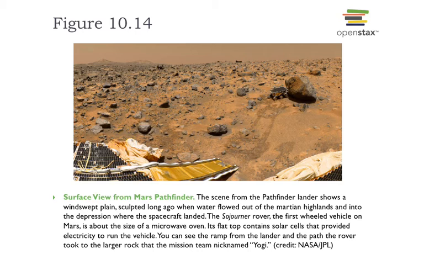Here is an image from the Pathfinder. What we can see here is that it shows evidence of perhaps water that flowed a long way. We can tell by the imprints it has left on the terrain and the rocks there.